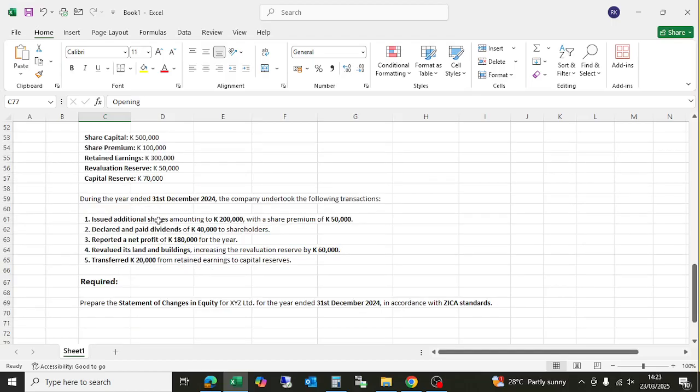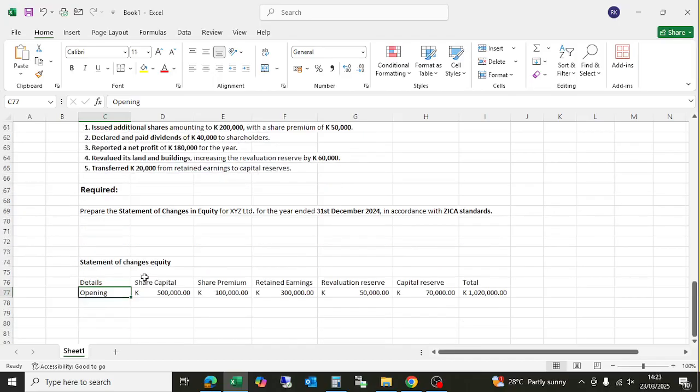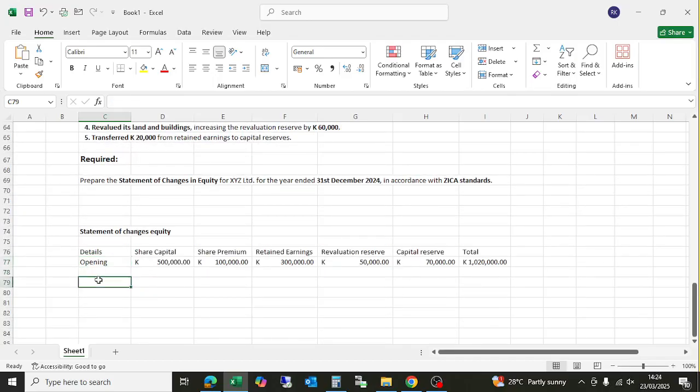During the year ended 31st December 2024, the company undertook the following transactions. It issued additional shares amounting to 200,000. So when you issue shares, what happens? When you issue shares, you have more share capital. It means you have more shareholders, bringing in more share capital. So let's say shares issued, we issued shares worth 200,000.